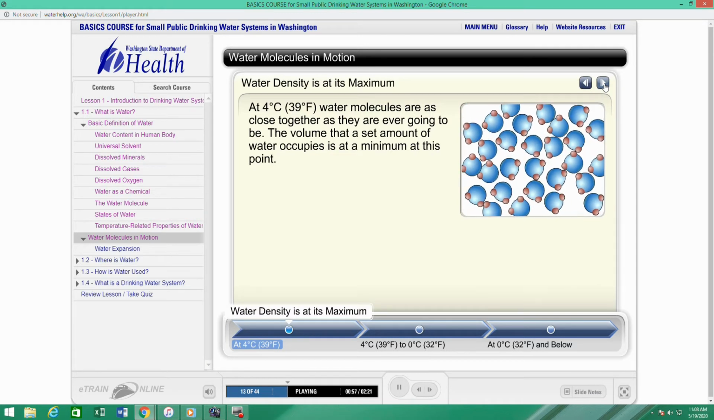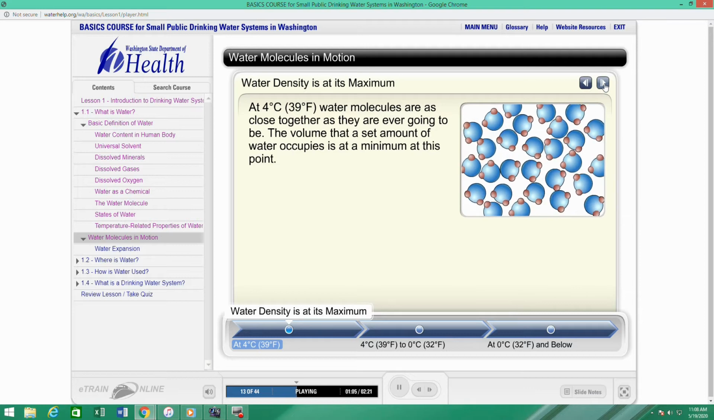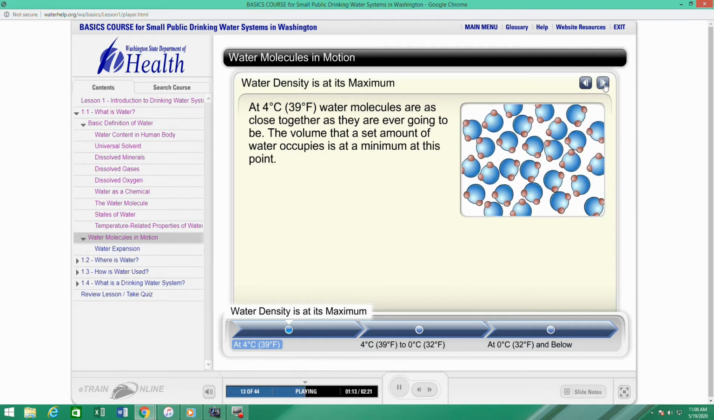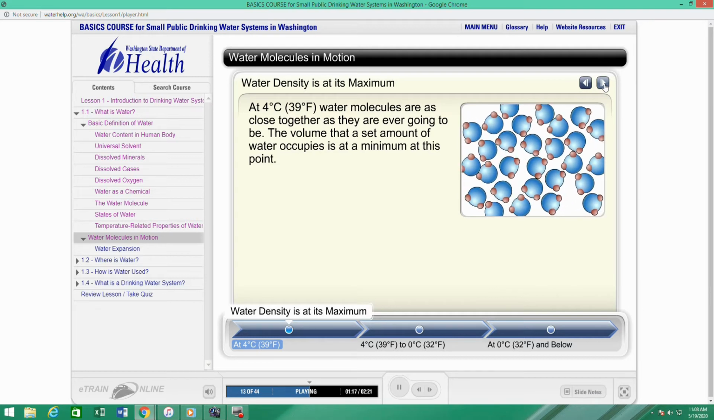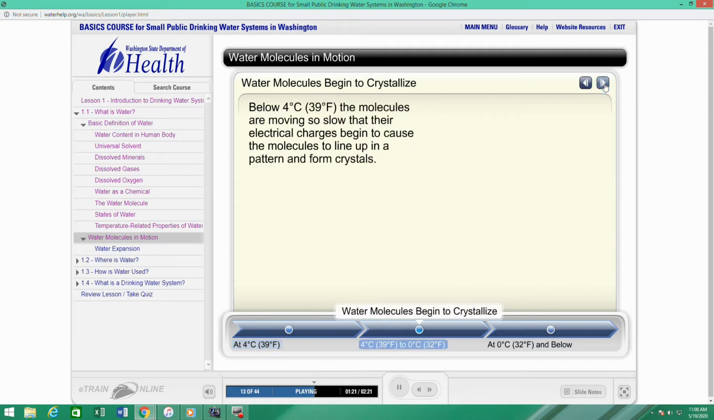At 4 degrees Celsius, or 39 degrees Fahrenheit, water molecules are as close together as they're ever going to be. The volume that a set amount of water occupies is at a minimum at this point. Below 4 degrees Celsius, or 39 degrees Fahrenheit, the molecules are moving so slow that their electrical charges begin to cause the molecules to line up in a pattern and form crystals.